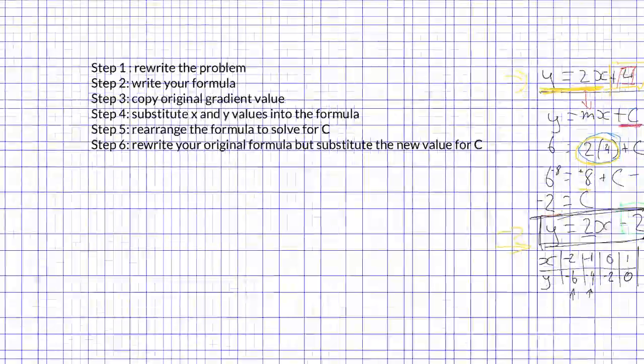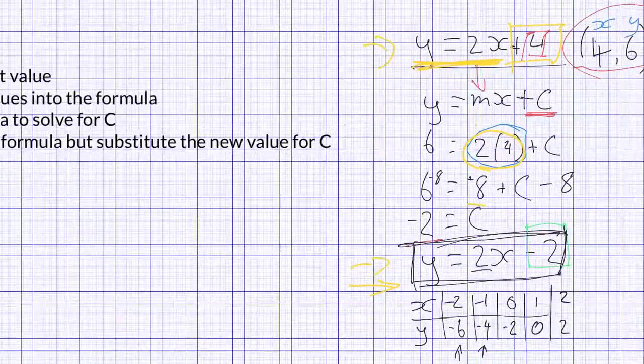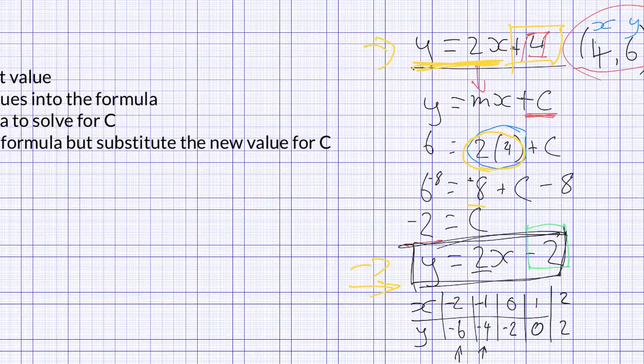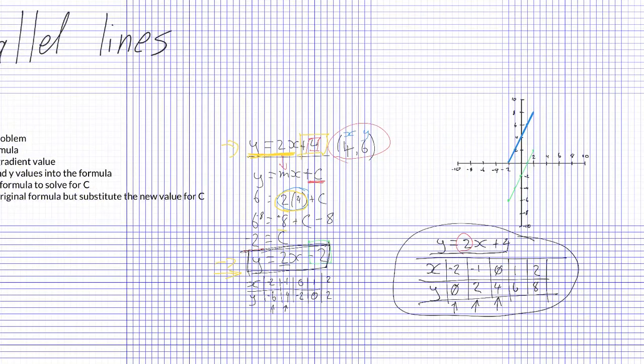That is your step-by-step 6 steps to identify the formula of a parallel line on a Cartesian plane. Because if you then use that formula, like we did here in our last example, you end up with a parallel line over there. So you can see we've got our blue line, that's our original one, and our green line, that's our new parallel line.